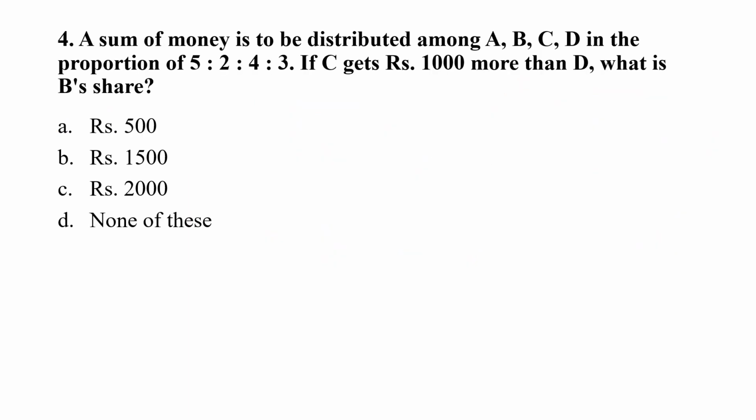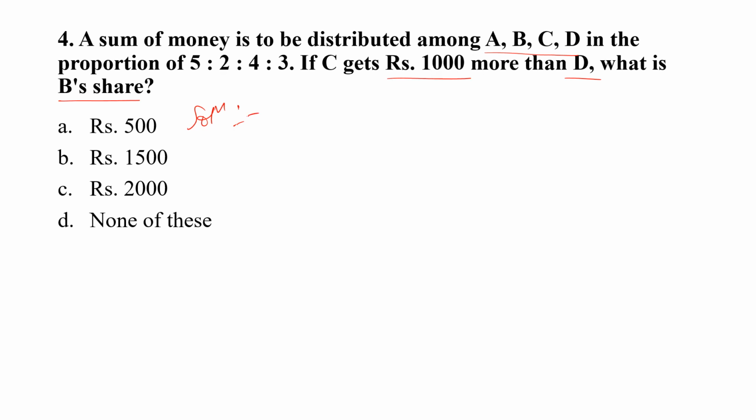Question number 4. A sum of money is to be distributed among A, B, C, D in the proportion of 5 is to 2 is to 4 is to 3. If C gets 1000 more than D, what is the share of B? Options given are Option A, rupees 500. Option B, rupees 1500. Option C, rupees 2000. Option D, none of these.